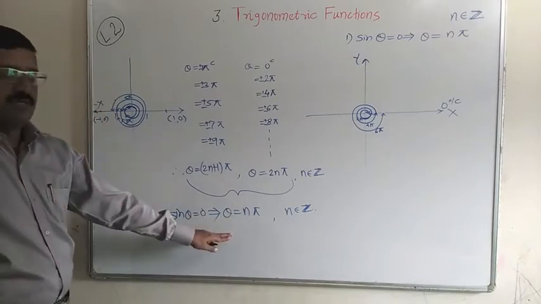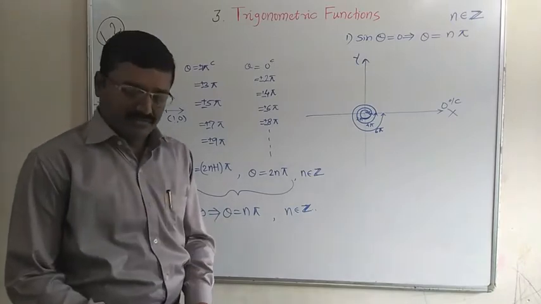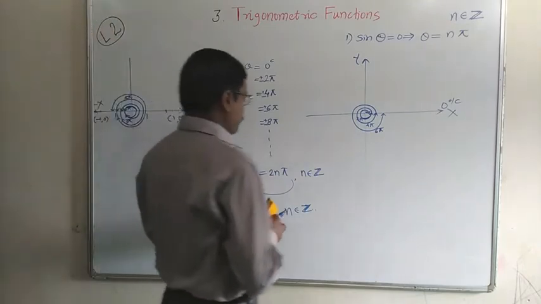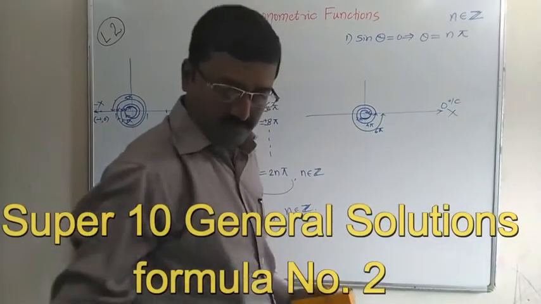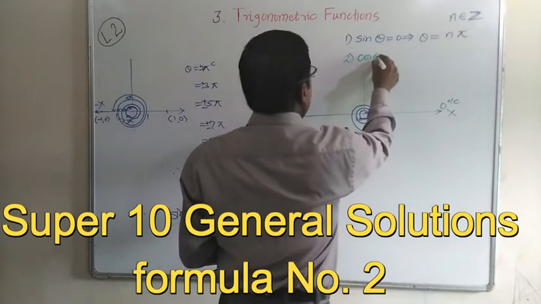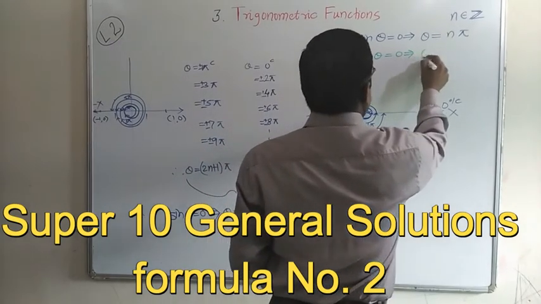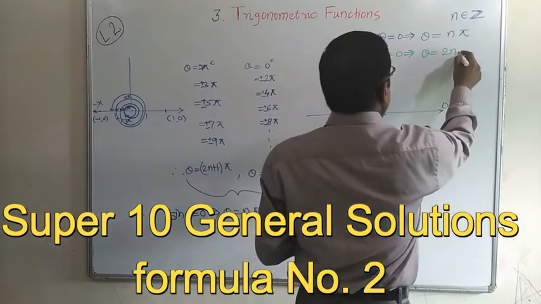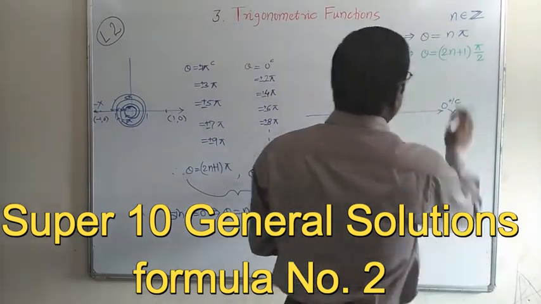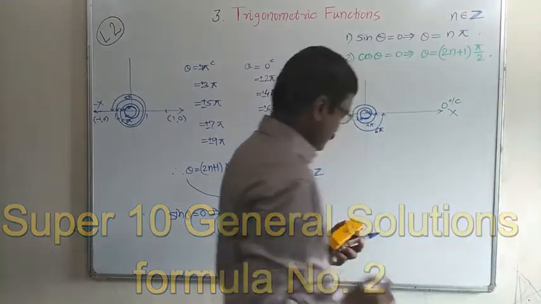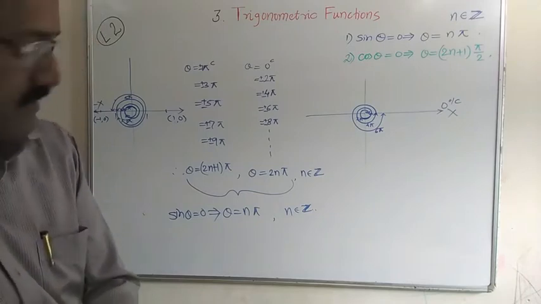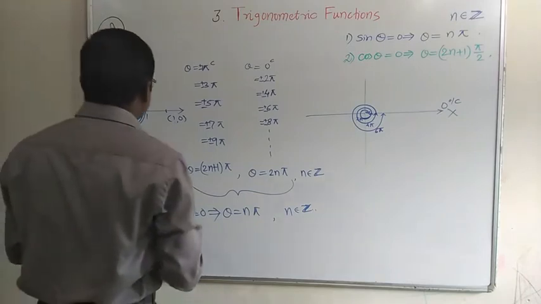Theta is equal to n pi. Okay, this is the first important result. Let us move towards the second result. Cos theta is equal to 0, which implies theta is equal to (2n plus 1) into pi by 2, where n belongs to integers. Okay, let us see the reason behind that. How do you get that result?